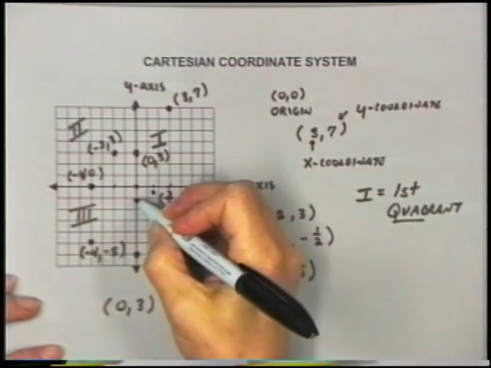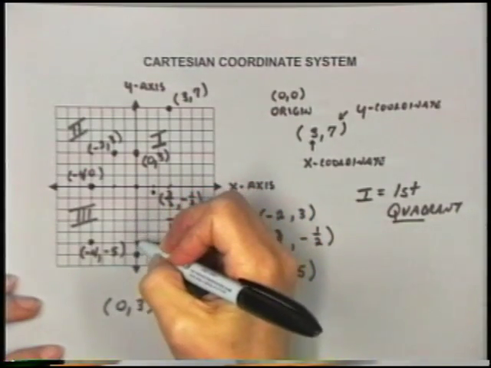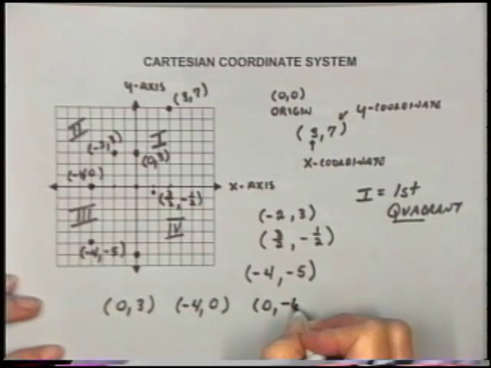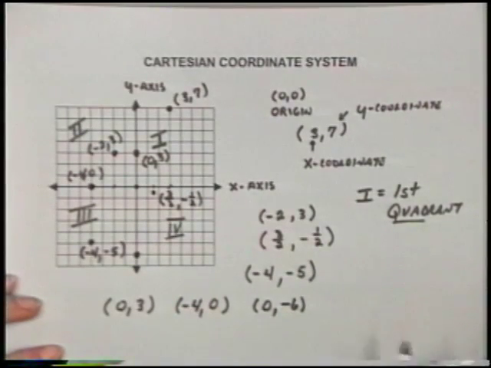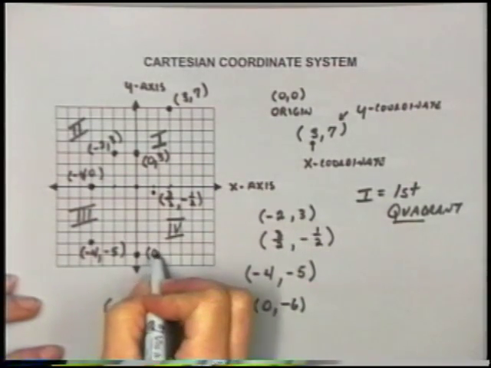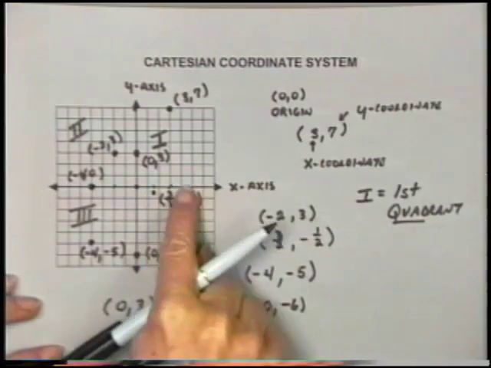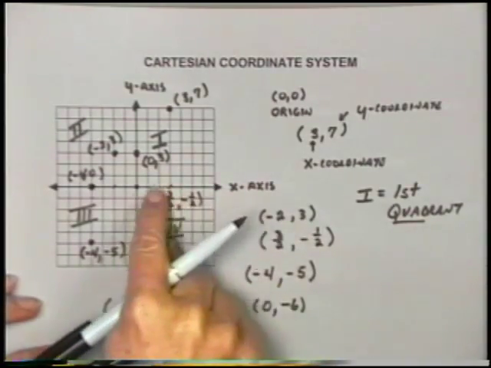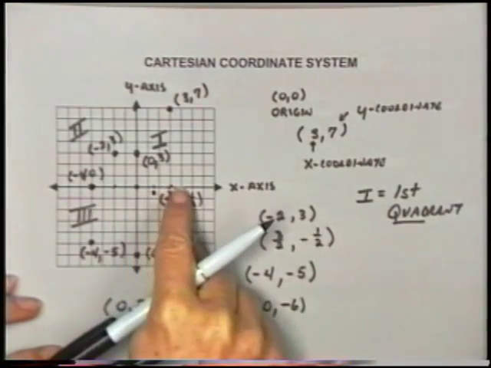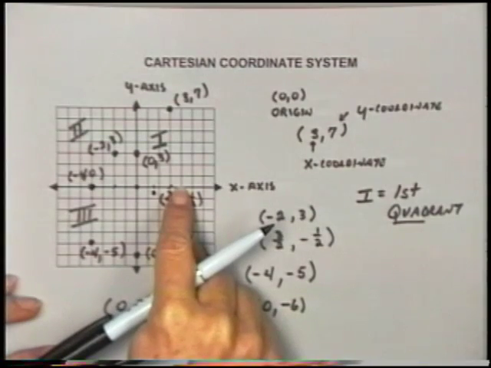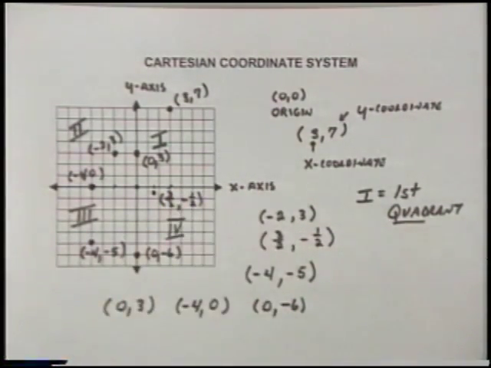Let's count how many places. 1, 2, 3, 4, 5, 6. We would have to go down 6 places to get to that point. So the coordinates of this point are (0, -6). A point that would be over here on the positive part of the y-axis would have a positive x-coordinate and would have a 0 y-coordinate.